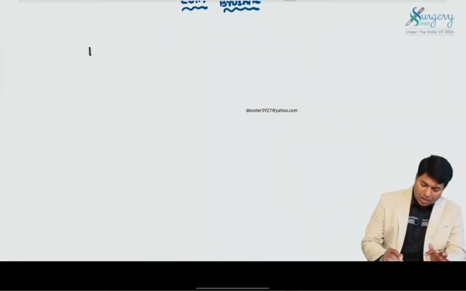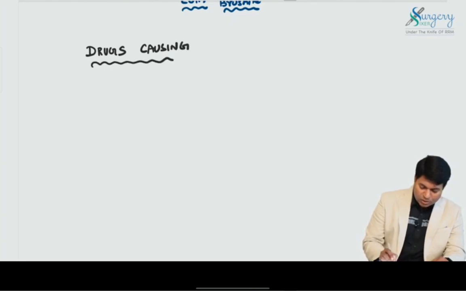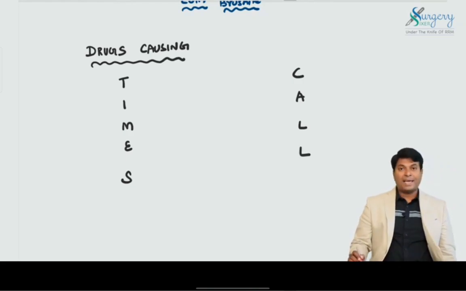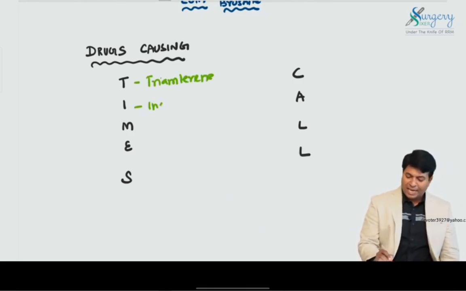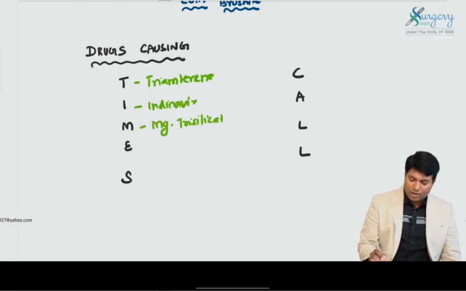So what are the drugs causing stones? In the last 2 years they are repeatedly asking about drugs causing renal stones. I used to remember the drugs causing renal stones with the mnemonic TIMES CALL. T for triamterene, a drug from pharmacology. Indinavir. Magnesium trisilicate, asked last year. It is available in antacids. We drink antacid, no? That contains magnesium trisilicate, which will cause renal stones.